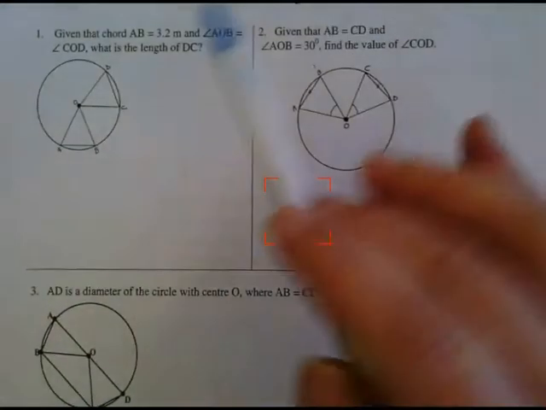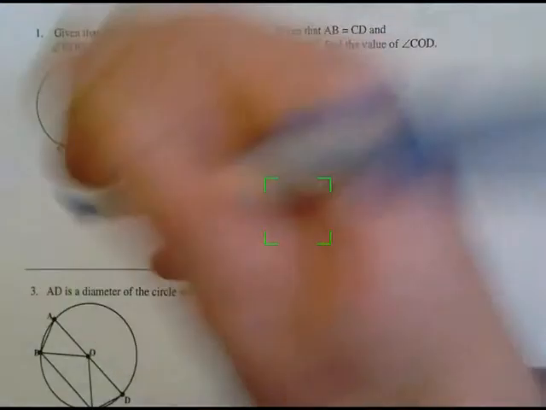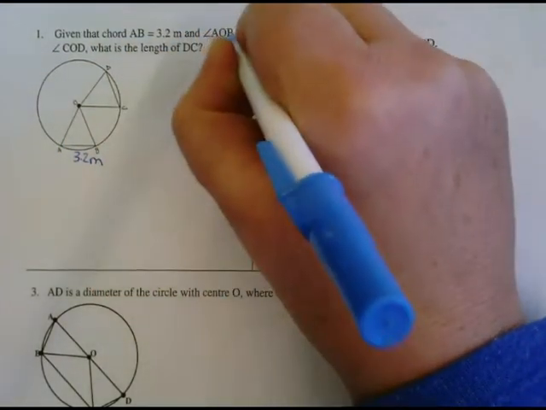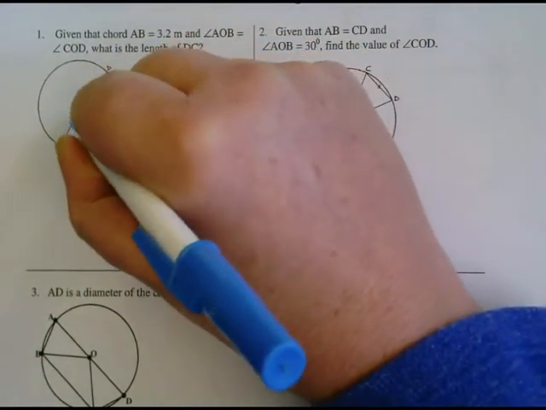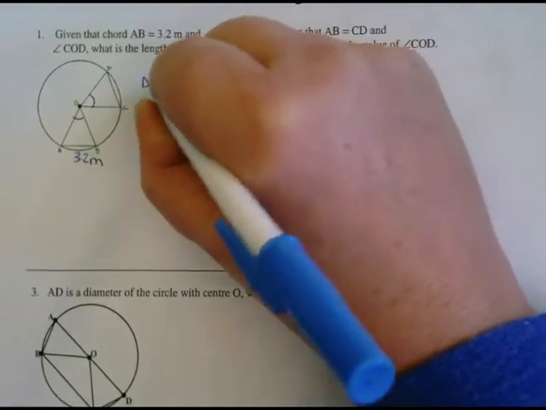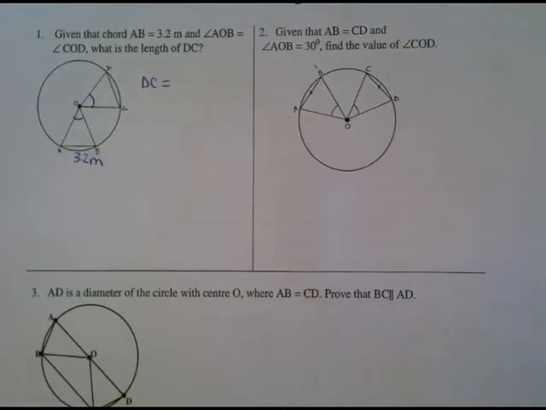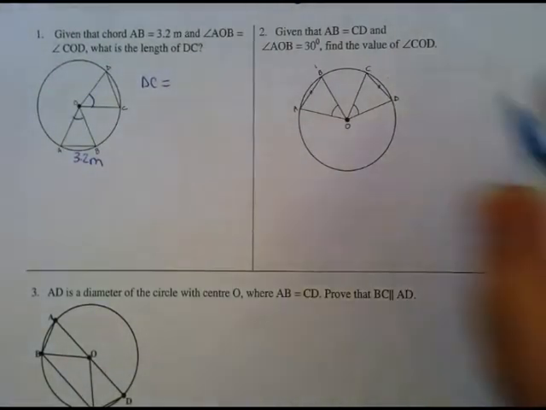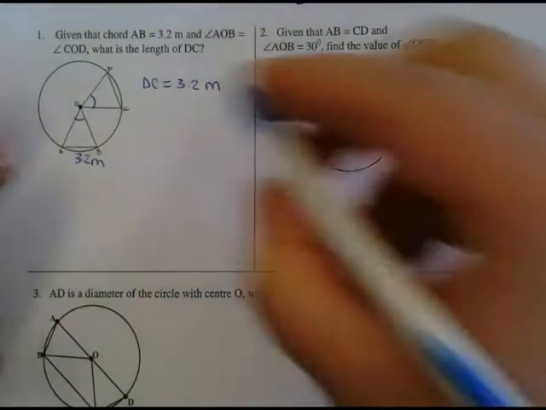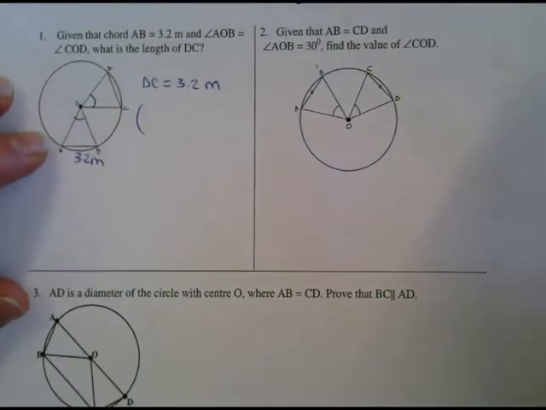Down here, given that chord AB is equal to 3.2 meters and angle AOB equals angle COD, what is the length of DC? Well, you know what the length of DC is. So DC equals... it's just practicing writing the theorem. You're not going to get anything as easy as this, but it's just practicing the theorem. Is this the theorem or the converse theorem?